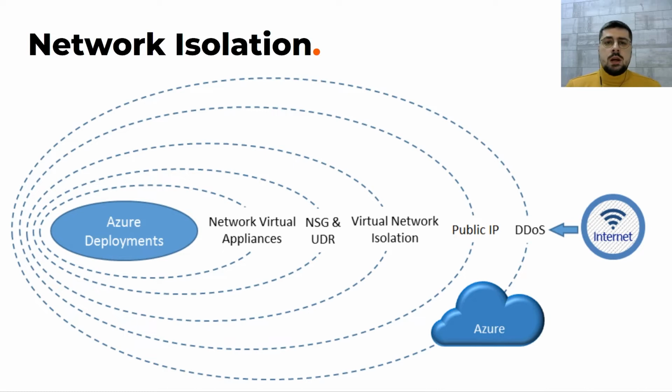Next one is network isolation. An Azure deployment has multiple layers of network isolation. The following diagram shows various layers of network isolation Azure provides to customers. These layers are both native to the Azure platform itself and customer-defined features. Inbound from the internet, Azure DDoS provides isolation against large-scale attacks against Azure.